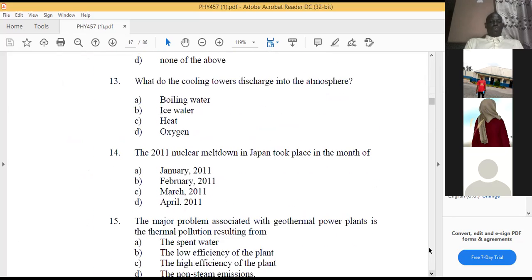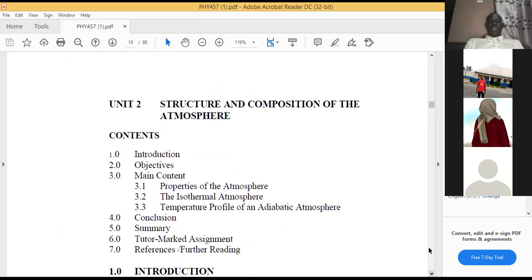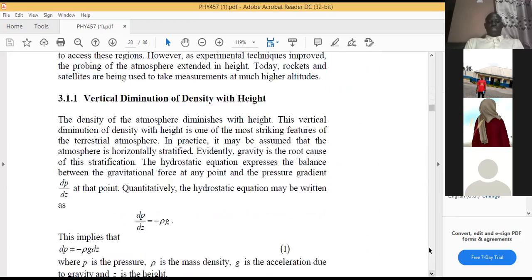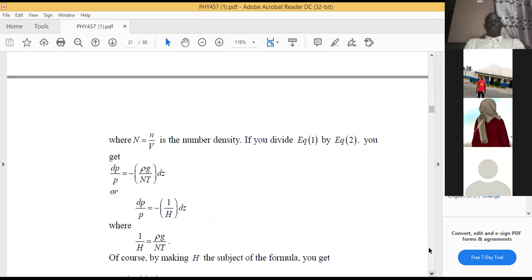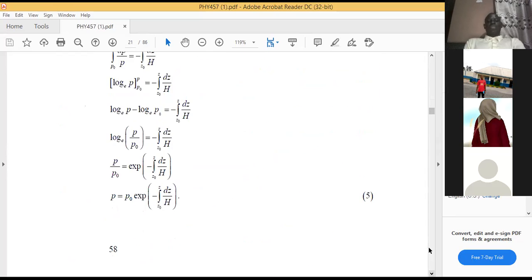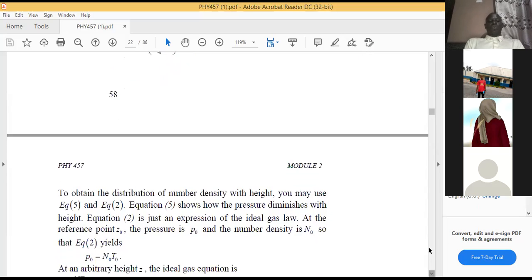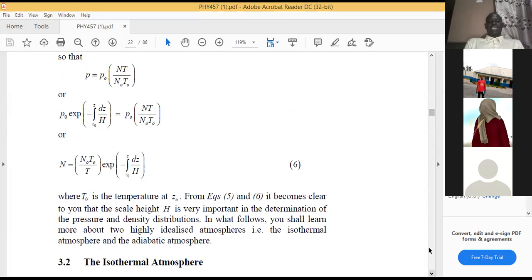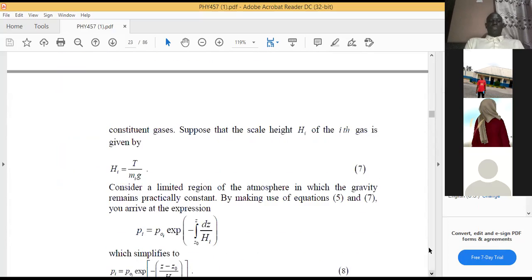I'm trying to scroll to where we are now. Okay, these are the things I summarized for you today. These are the equations. So if you go through these equations, you will be able to arrive at that final equation, which is this. So we just substitute that value into PNT, and you get your final answer. So you need to go through all that so that you have good knowledge of what I've been teaching.